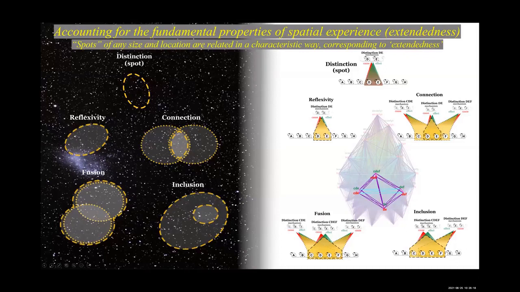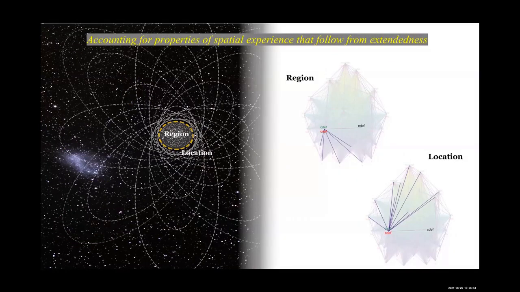Fusion means that you can take distinctions and you'll always find one that actually is the fusion of the two, and vice versa. And inclusion: for every distinction, you can always find another one that either is included by it or includes it. So you do this systematically. Here you just see a few illustrated, and you unfold this large cause-effect structure. And you can account in physical terms, as substructures, for the properties of spatial experience, including all those properties that follow from these four. These four, reflexivity, connection, fusion, inclusion, we call extendedness. That's what really makes space feel extended.